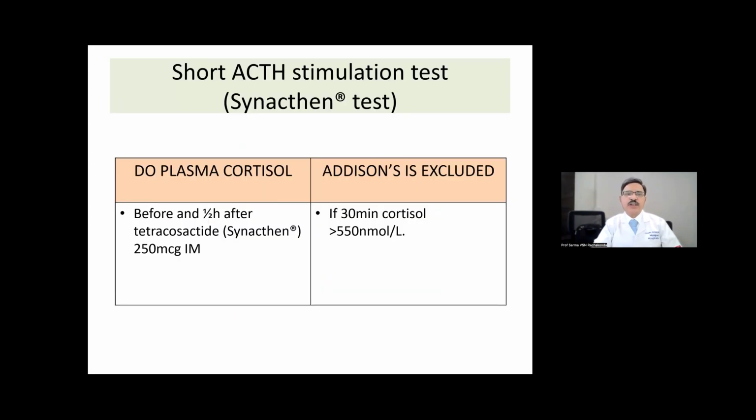So the stimulation test: plasma cortisol before and half an hour after tetracosactide, that is Synacthen, 250 micrograms, or cosyntropin, the same. Addison's is excluded if the 30-minute cortisol is more than 500.